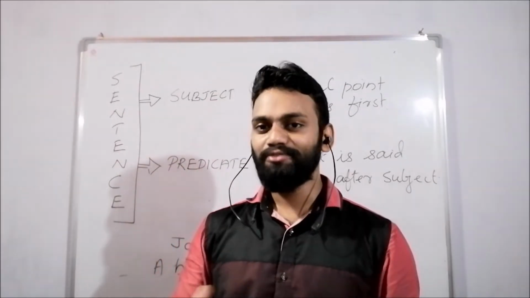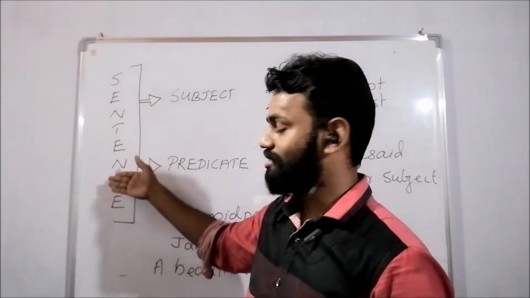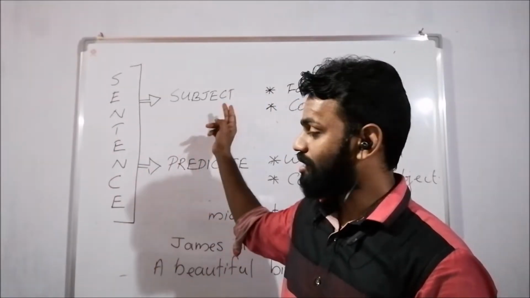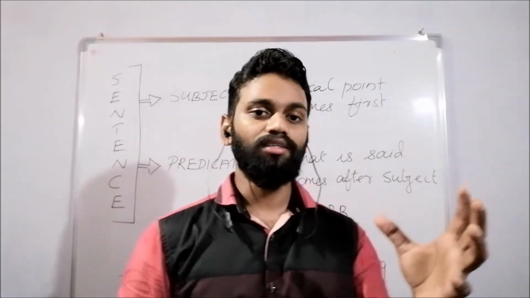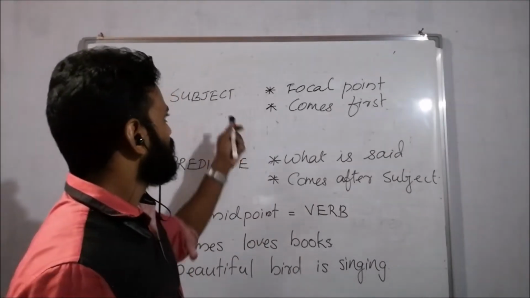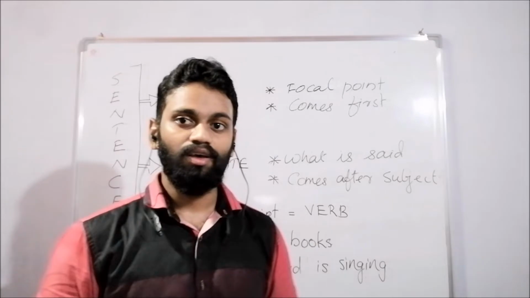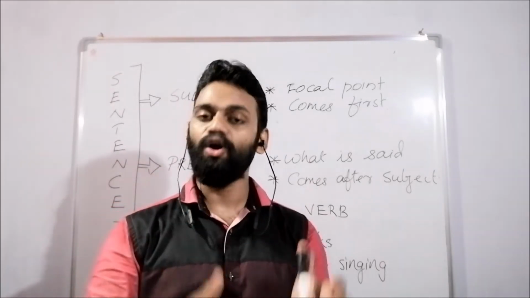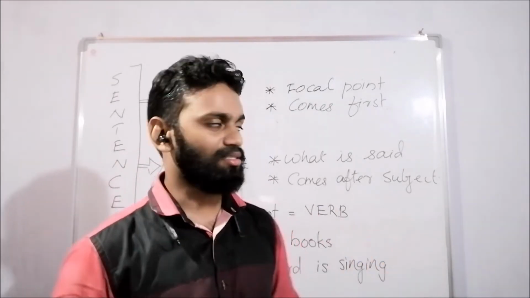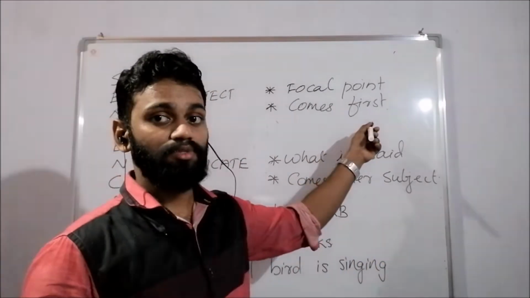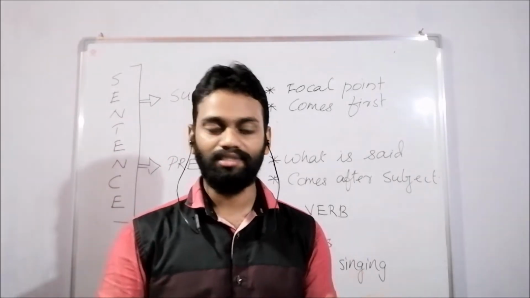Well, at first, with the basic division. I told you every sentence is basically divided into subject and predicate. Now let's see what is subject. Subject is the focal point of the sentence. Focal point means the person or the thing about whom or what we are talking in the sentence. And it comes first. Usually the position of the subject in a sentence is at the beginning of the sentence.